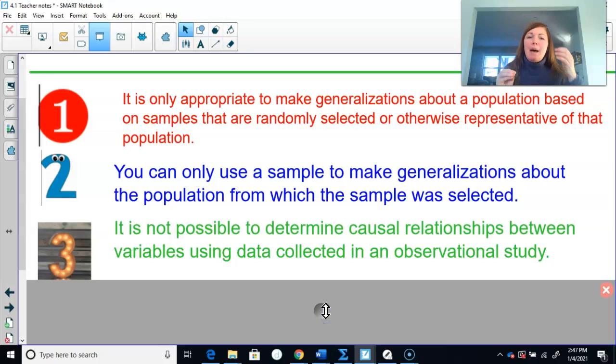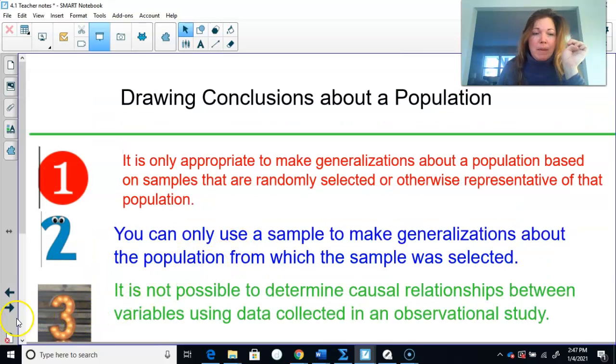Number three, it is not possible to determine a causal relationship between variables using data collected in an observational study. Excuse me, it's a lot of words there. I can find a relationship between just about anything, okay? Just about anything. But we can only determine a cause and effect relationship through an experiment, a well-designed experiment, not an observational study. Okay, three principles of drawing conclusions about a population.